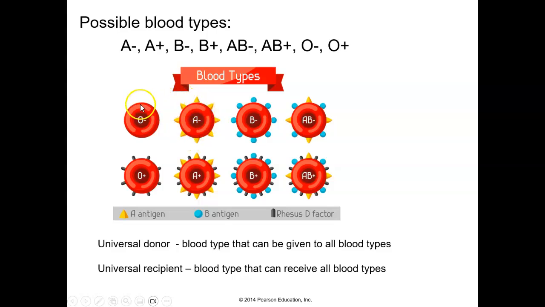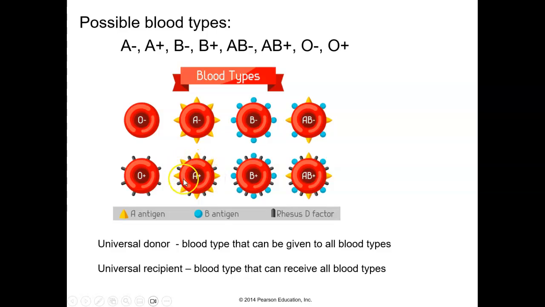Can this A negative blood receive O negative blood? Let's see, if I give this O blood to this A negative person, I'm not giving them anything foreign. There's no proteins on that blood that this can react to. So yes, I can give O negative to an A negative person.